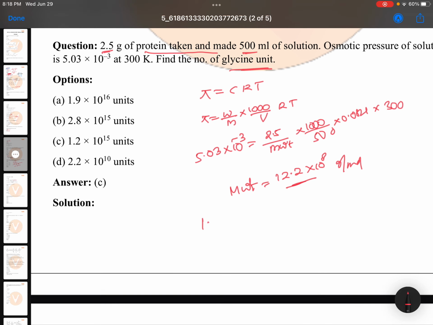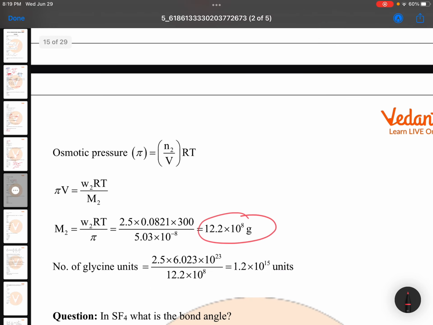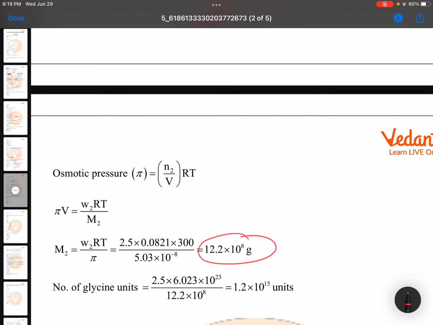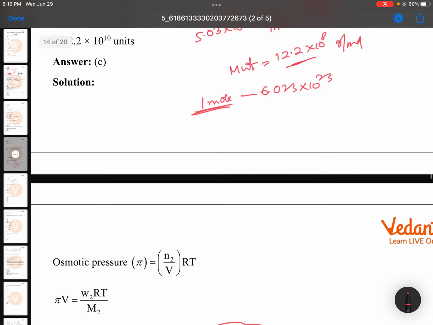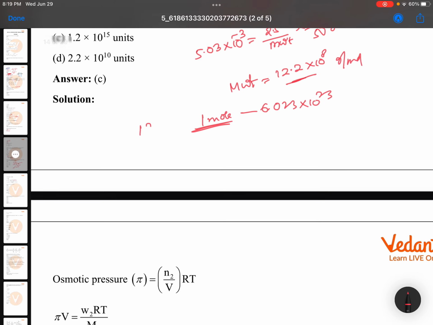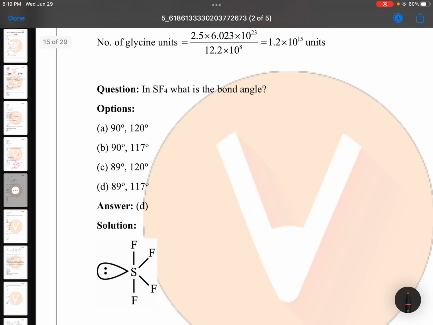Okay, now 1 mole glycine contains Avogadro number of units, 6.023 10 to the power of 23. 1 mole means glycine molecular mass is how much? So 1 mole means that is, just now we have calculated, 12.2 into 10 to the power of 8 grams. That is nothing but 1 mole contains this much. So 2.5 contains how many units? That's why it is little lengthy, not hard but little.